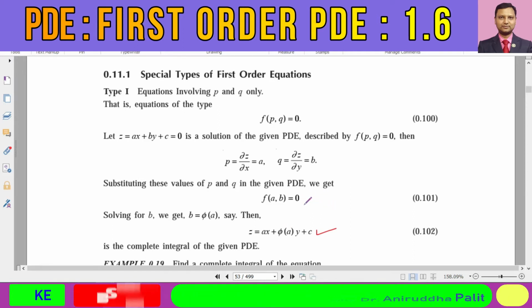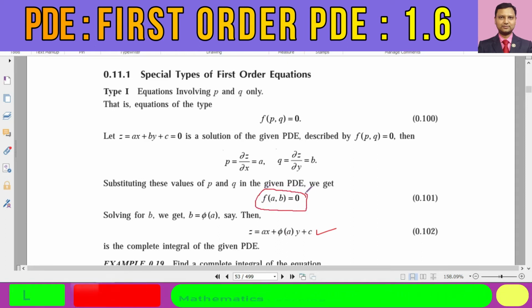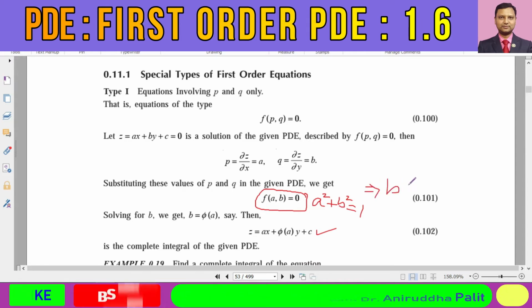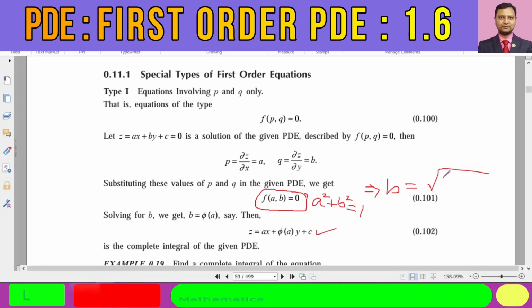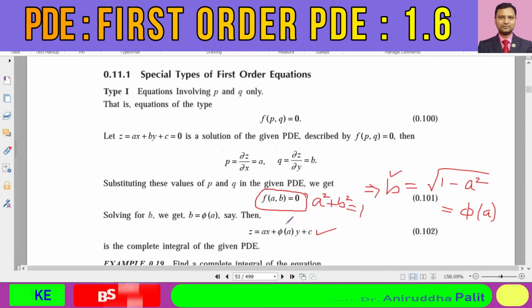This is not really a partial differential equation. You see, whenever p and q are replaced by a and b, this will be an algebraic equation. Maybe this kind of equation: a square plus b square is equal to, say, 1. In that case, you can easily find one expression for b. I'm not considering the plus minus, I'm considering only one term of b. b is equal to root over of 1 minus a square. So that would be actually our function phi of a. In this fashion, you can compute the expression of b and put it over here.